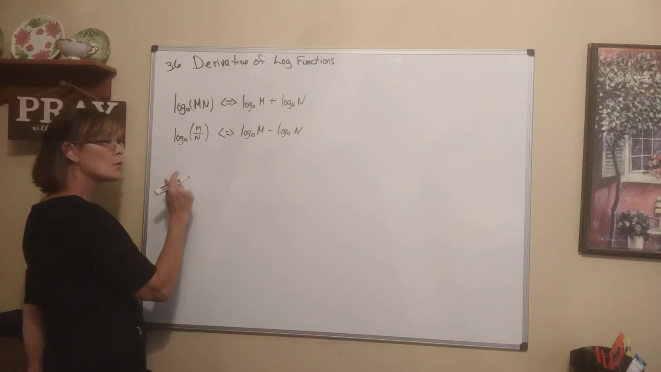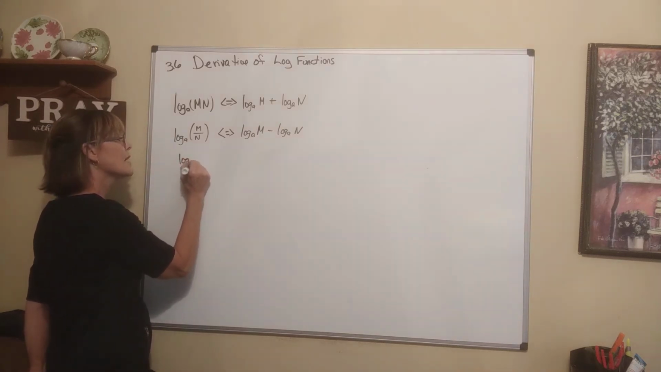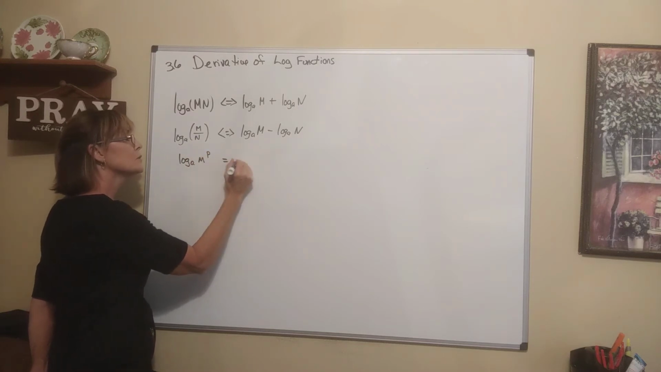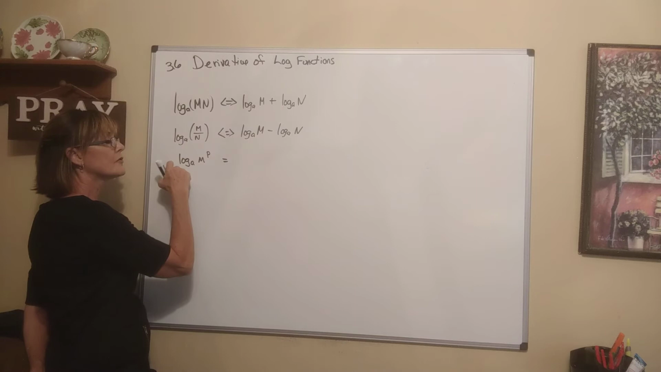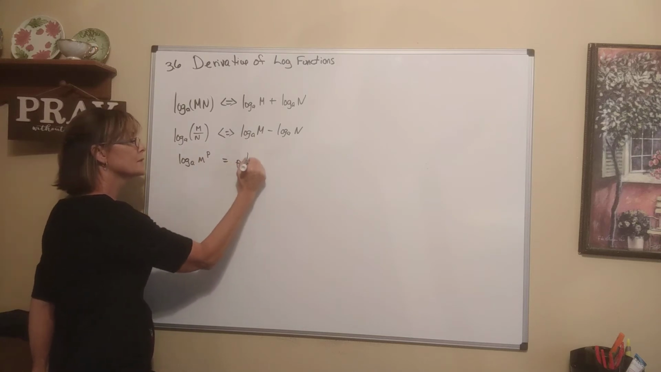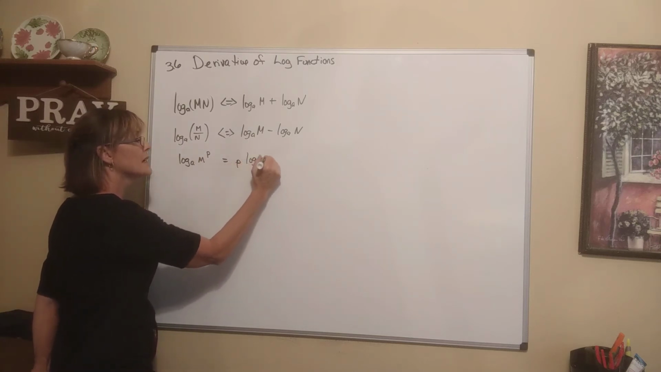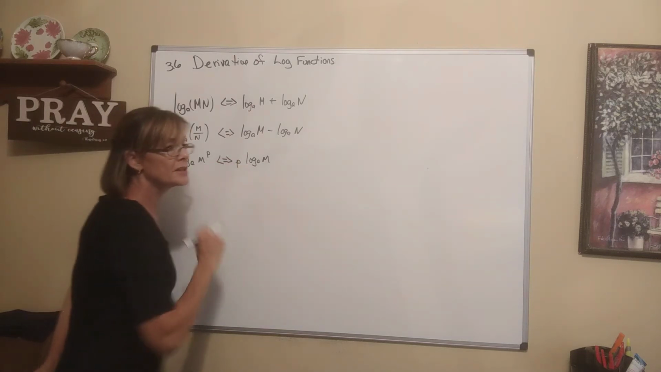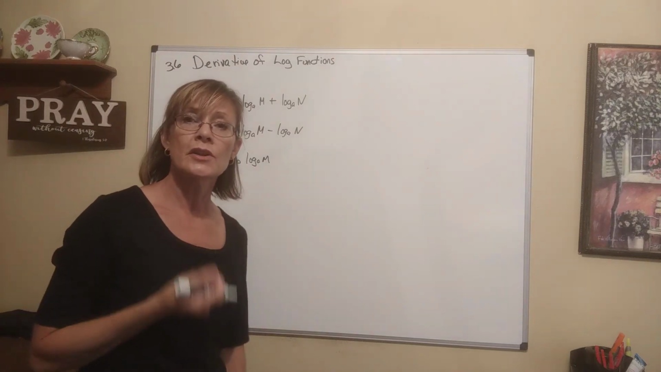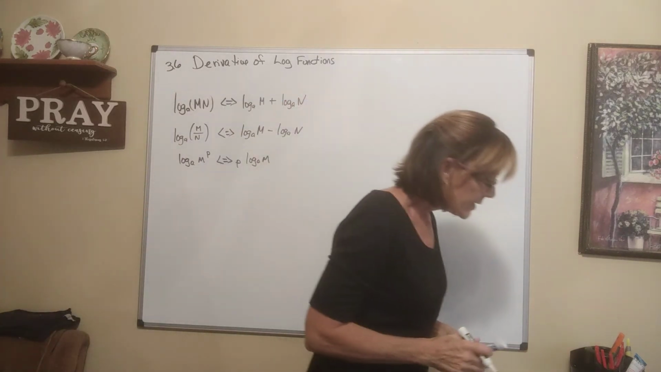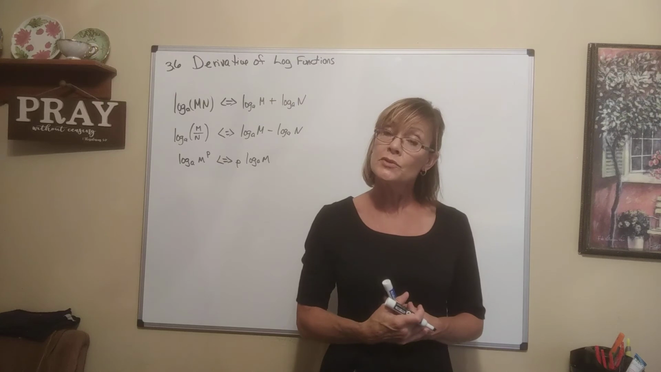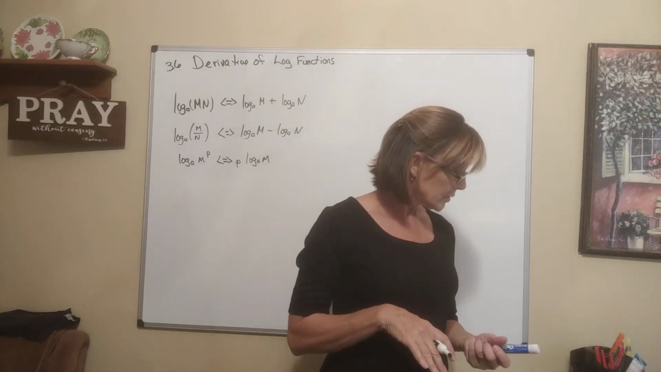Also, this is the power rule. Log base A of m raised to the power p is equal to, you can take the power and move it in the front, p times log base A of m. This is the power rule. And again, you can go both ways depending on what application you're trying to use. So that's a reminder of the log properties. Now we're going to use those to take derivatives.